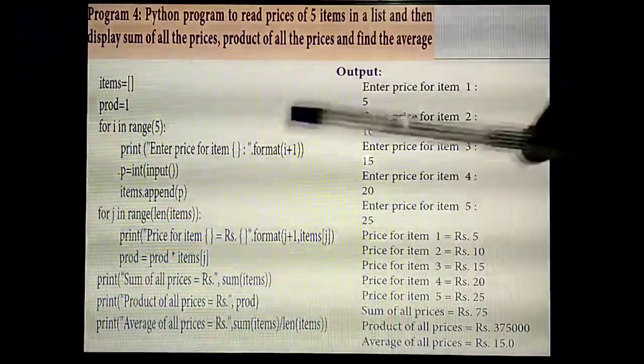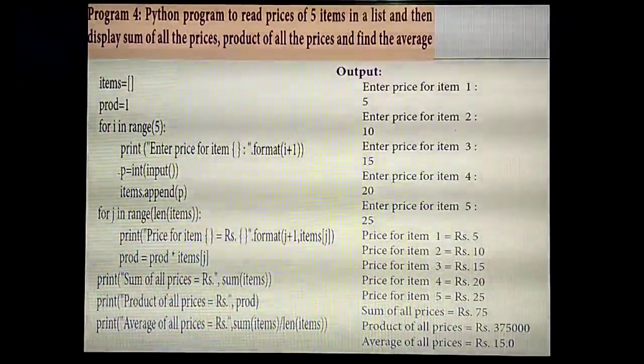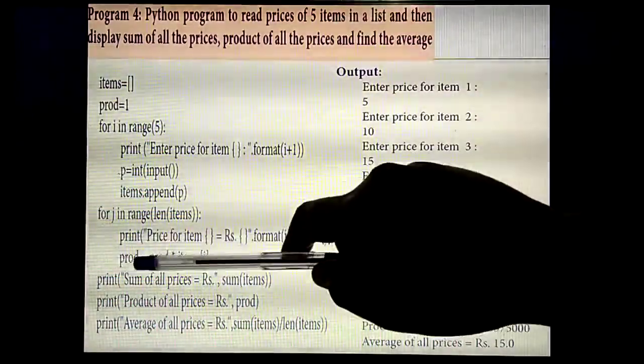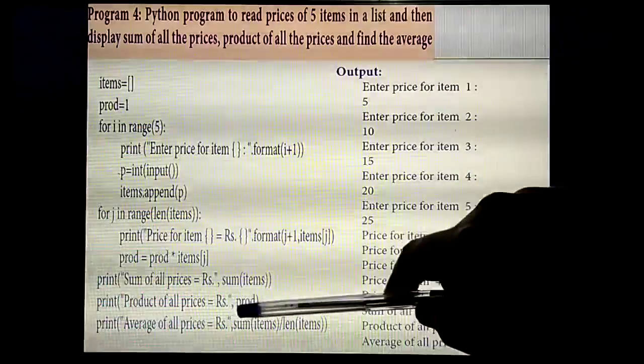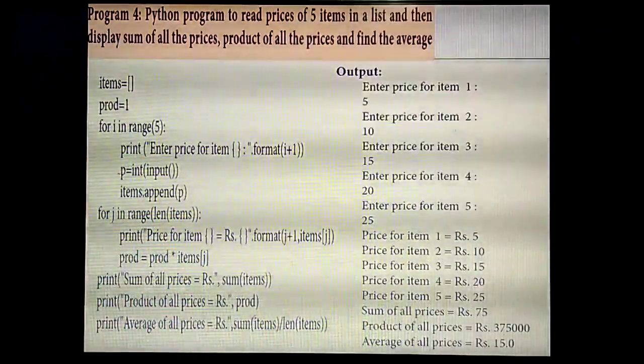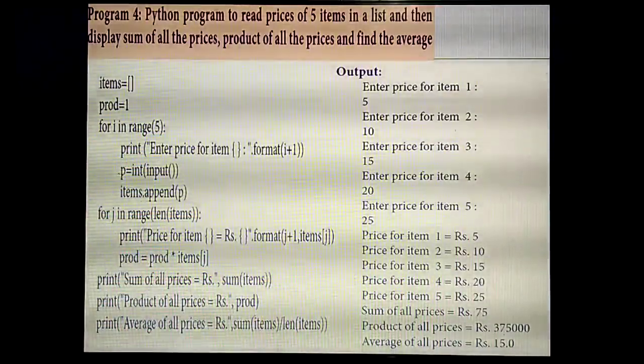See the product, what's the formula? Product into this item. Sum means you need to sum these items. The product you have already calculated, so you should display the variable product. Next, average means the sum of these items divided by the length. For example, if you are entering 5 things, you divide by the length, which is 5. Understand?